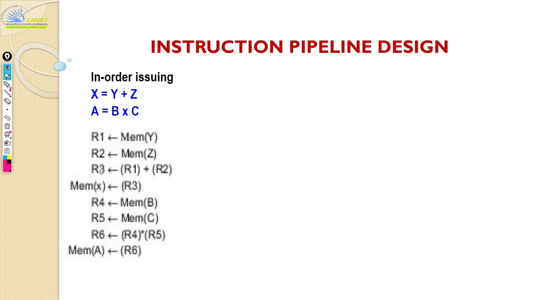And what do you have to do? You need the result not in r3, you need the result in x, which is another memory location. So you have to store r3 into the location x. A simple x equals y plus z consists of these many instructions. And this is more of a RISC-like architecture, so we have the loading into registers and then the operation in the registers. Similarly, for a equals b times c, this is going to look like this.